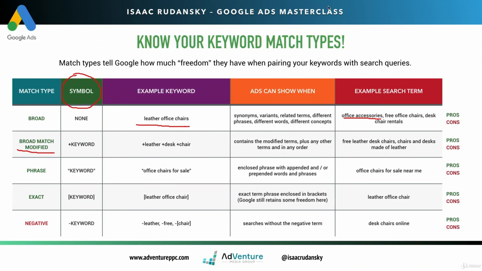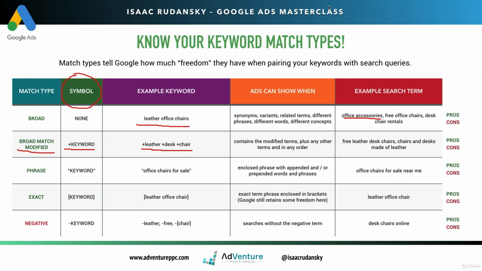The symbol for broad match modified is having a plus sign in front of the keyword in your account, and that modifies that term. So for example, if I wanted a keyword where I only wanted to trigger search terms that had chair, desk, and leather in it, I would have leather, desk, chair with a plus sign in front of each word. As we'll see with broad match modified, I can modify one of the terms of my keyword, or multiple terms, or all the terms of my keyword. It would be considered broad match modified. The keyword itself would be considered a broad match modified keyword if there was at least one plus sign in front of any of the individual words in my entire keyword.